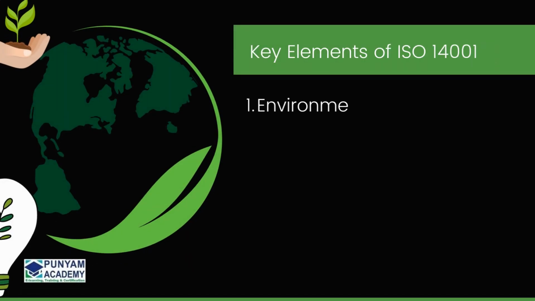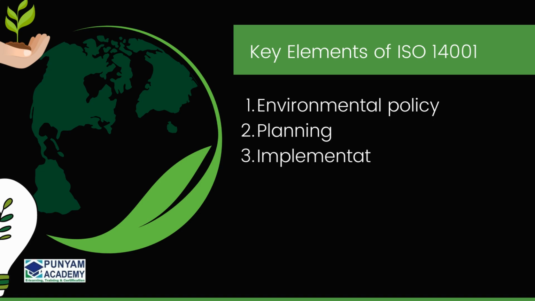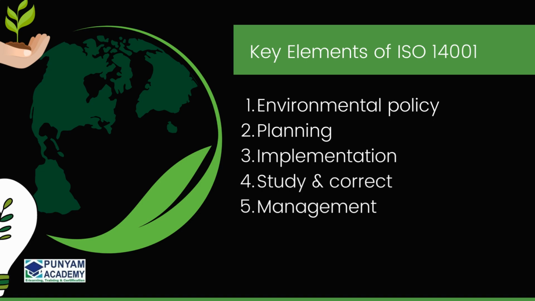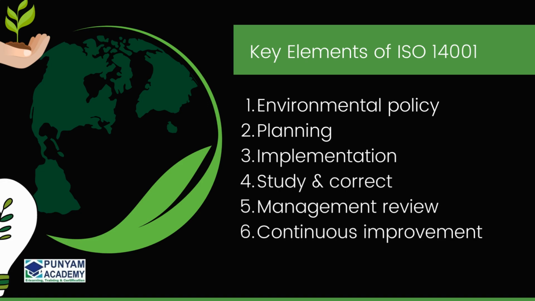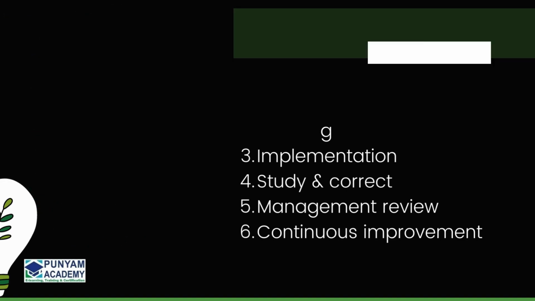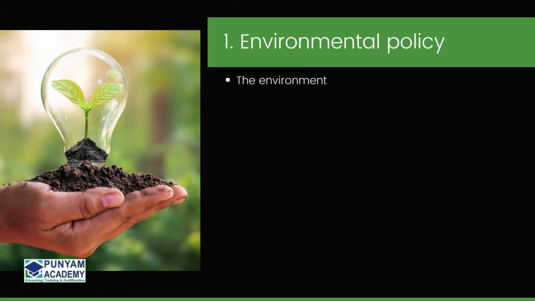The ISO 14001 Environmental Management Systems Standard contains the following key elements: environmental policy, planning, implementation, study and correct, management review, continuous improvement. 1. Environmental policy.